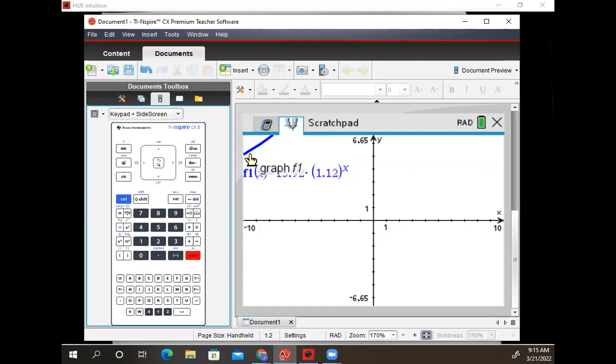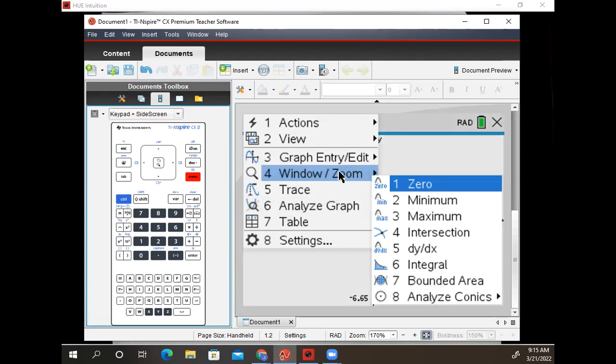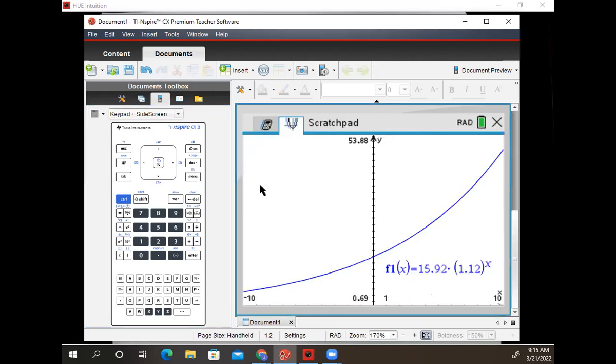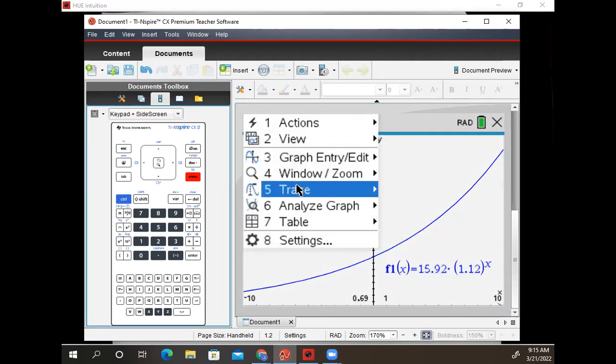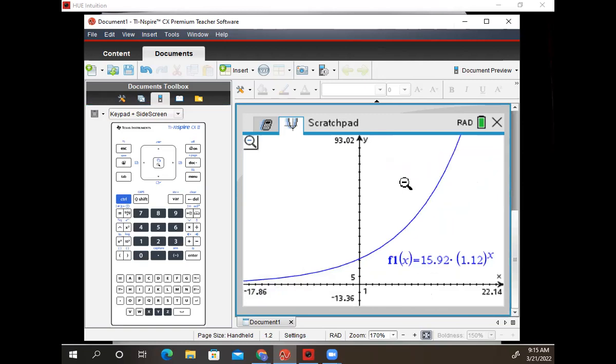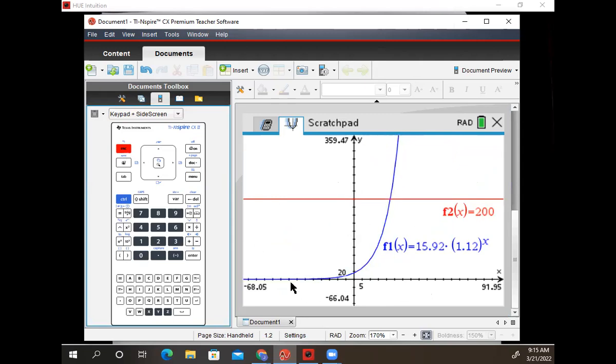And now I can see just a teeny tiny bit of my exponential function. I can't see the 200 at all. That's going to be way off my graph. So what I'm going to do is adjust my zoom here. So menu, window zoom, and I like zoom fit to start. I still can't see my Y. That's okay. I'm going to zoom out from here. There we go. Now I can see both my exponential function and my Y.